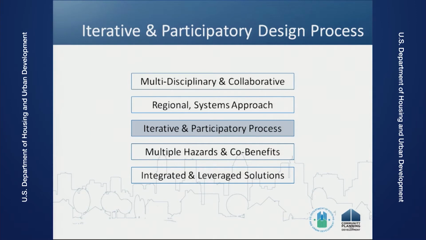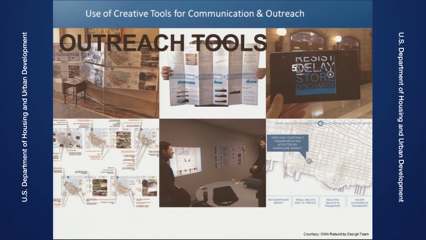The next element of innovation is an iterative and participatory process. One of the critical things to ensure effective citizen participation is to have creative outreach tools. This could look like user-friendly brochures, postcards, smartphone apps, installations in places with high foot traffic, such as shopping centers or train stations, interactive surveys, and many other tools.